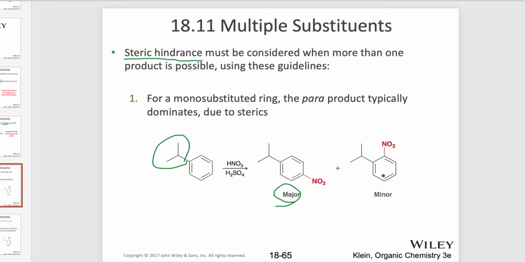And this only as a minor product because, remember, there are methyl groups attached here that are not so obvious when we have a skeletal drawing as shown in the slide. But that is going to obscure this position more, so sterically the para position is favored. Moving on.